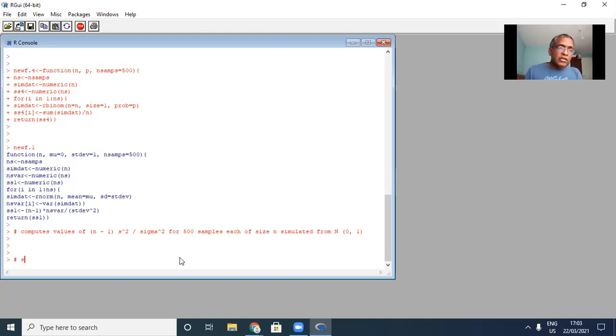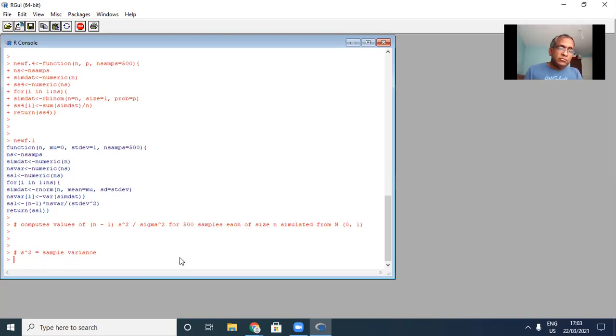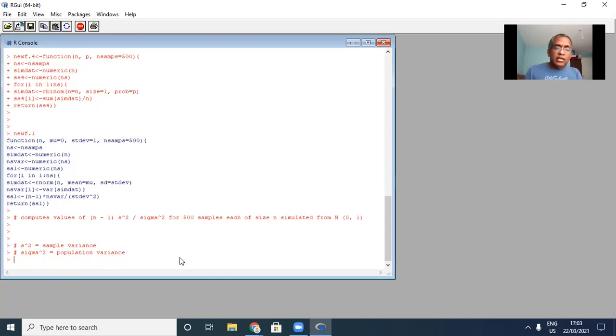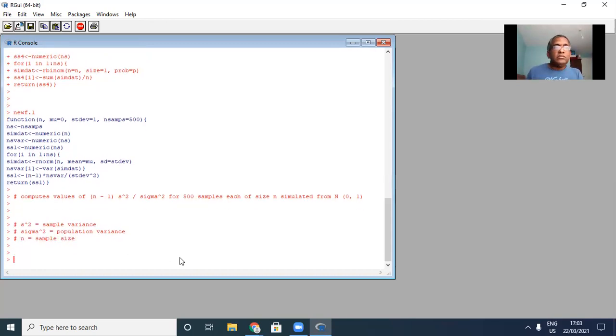So let me just repeat what I just said. S squared is the sample variance, and sigma squared is the population variance, which in this case is 1, right? And n is the sample size, right? So this function here, which is new f.1, computes 500 values of this for 500 samples of size n simulated from N(0,1).